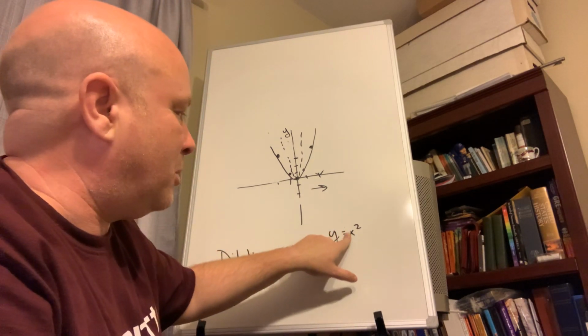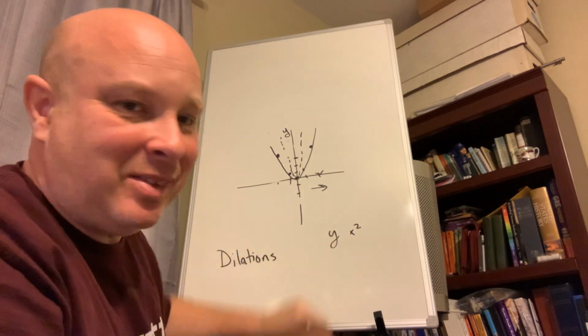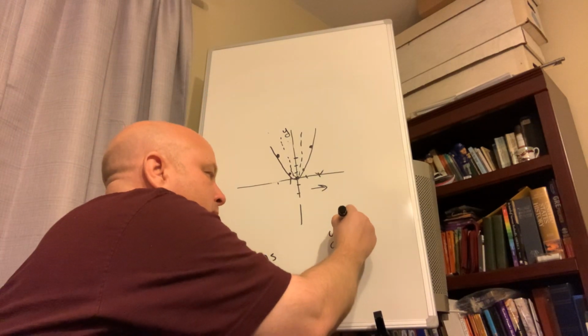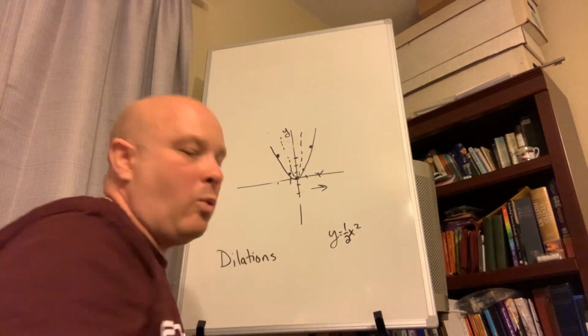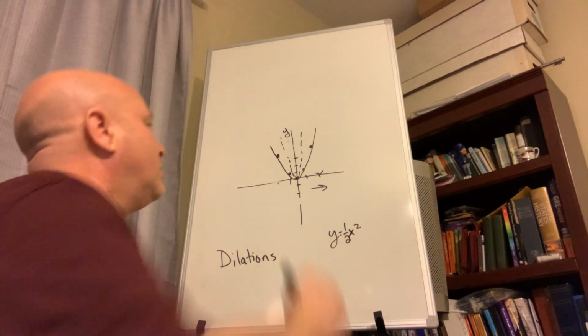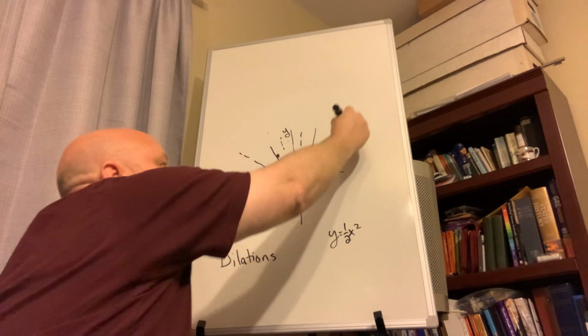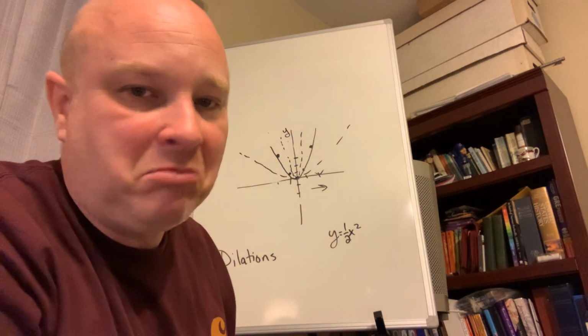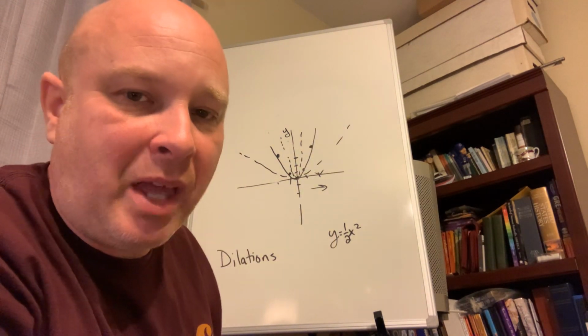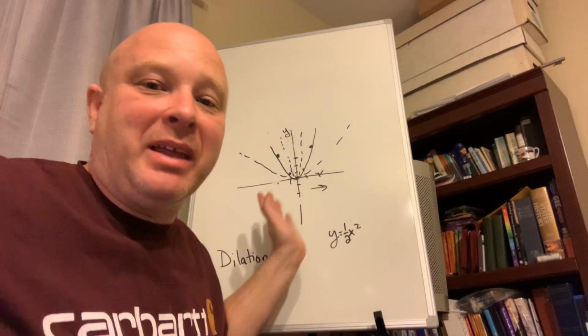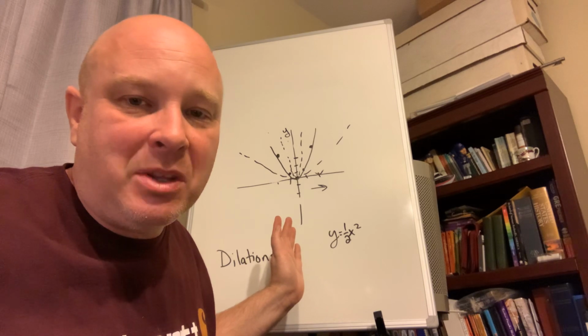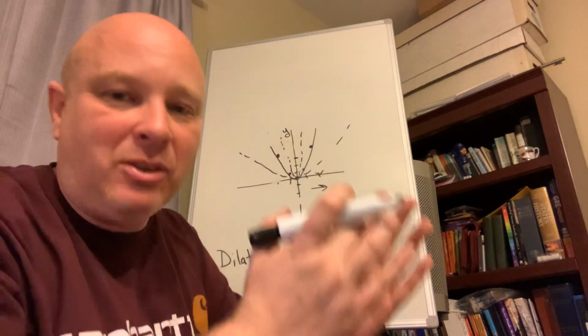However, if this number is less than 1, such as y equals 1/2 x squared, my parabola gets fatter, just the way that it works, okay? So if it's a number that's smaller than 1, it dilates by being larger. If it's a number that's bigger than 1, it dilates by being smaller.